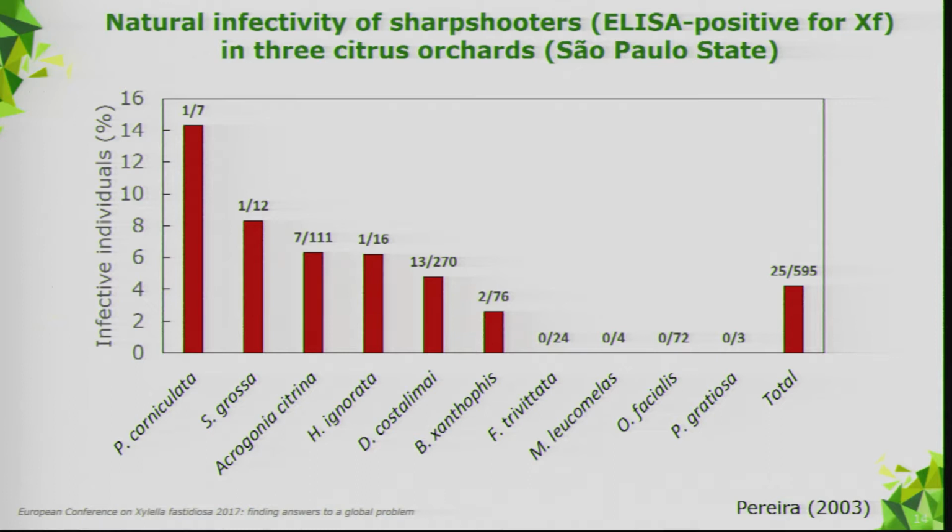We have done both, although I'm just presenting the results of ELISA tests, showing that many of the species that were proven to be vectors experimentally also carry the bacteria in a given sample.